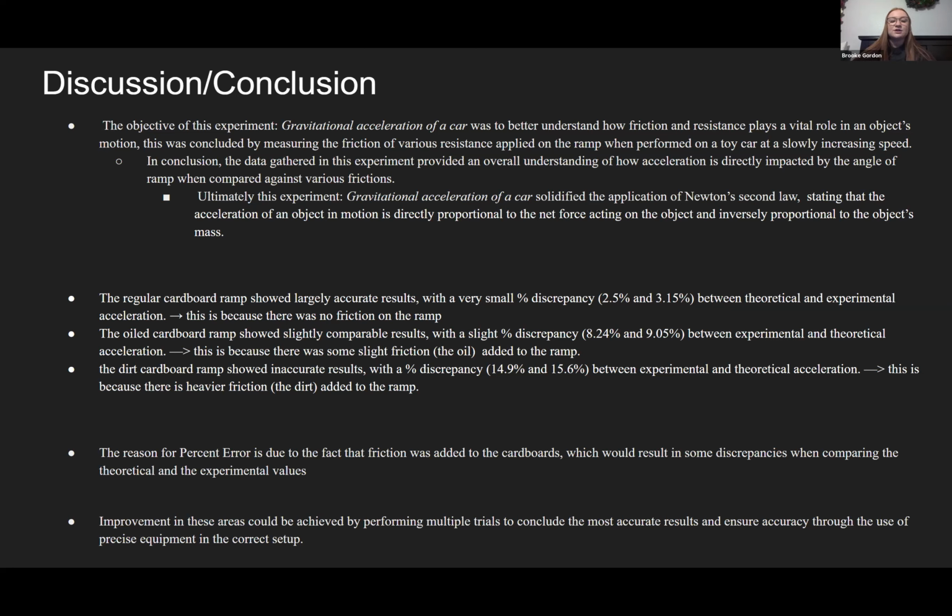The reason for percent error is due to the fact that friction was added to the cardboards, which would result in some discrepancies when comparing theoretical and experimental values, time, and acceleration.